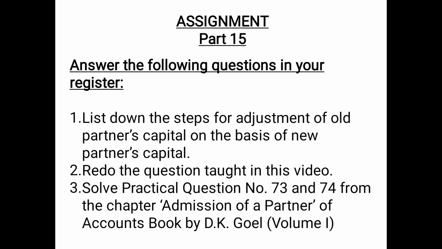Do practice all the questions, children. Practice as many as you can, and especially the ones which are being given to you as your homework. Go through the video, revise all the formulas, revise the entries, revise the steps.